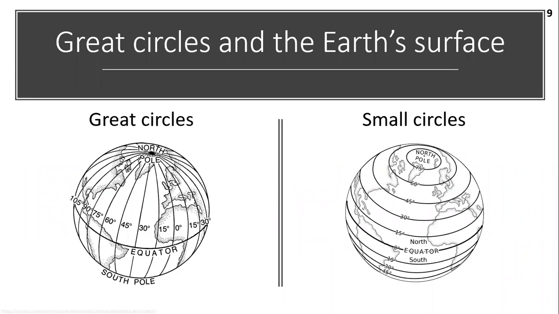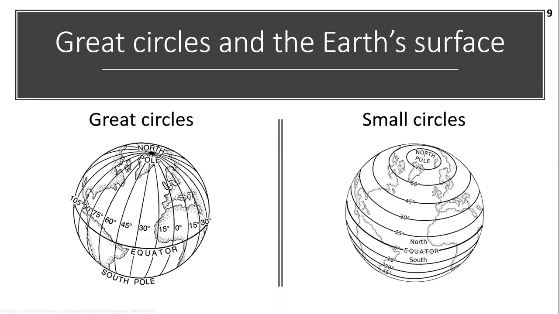Great circles and the Earth's surface. Geometry teaches that a perfect circle is produced on the surface of a sphere when a plane intersects the sphere. If the plane intersects the exact center of the sphere, then a great circle is produced on its surface, which essentially divides a sphere in half. In contrast, if a plane does not intersect the exact center of a sphere, then a small circle is produced on its surface. Small circles can range from just slightly smaller than a great circle, as seen near the equator, to just a single point at the poles.